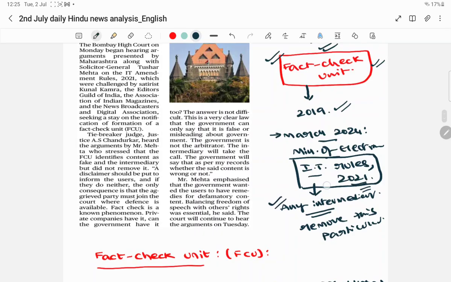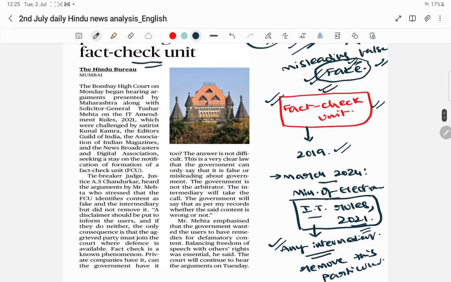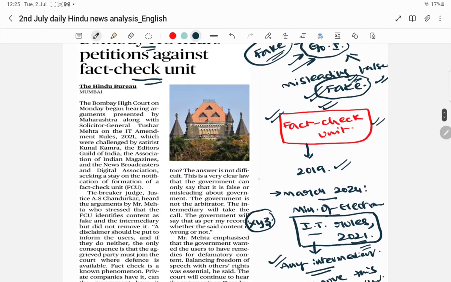Let me repeat again. If somebody publishes an article, and the Fact Check Unit feels that this article is fake, or misleading, or spreading hatred against the Government of India, then immediately it will declare it as fake.